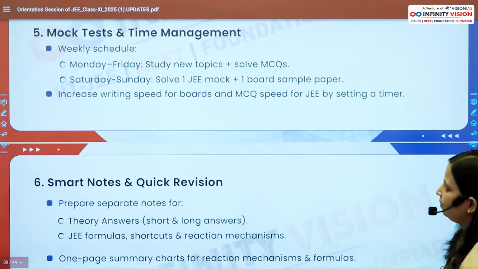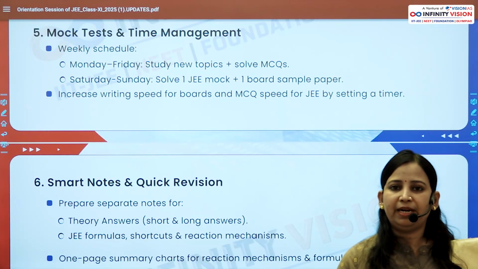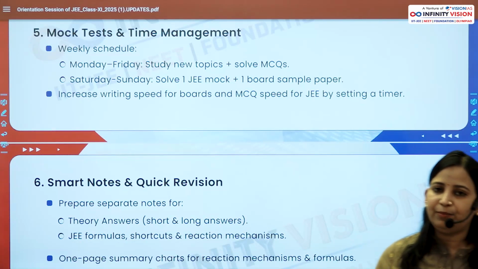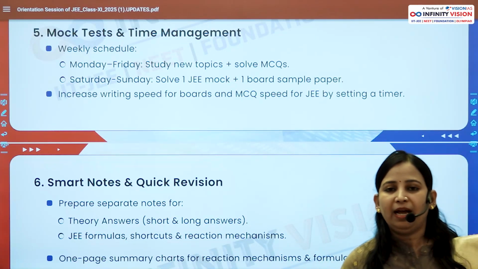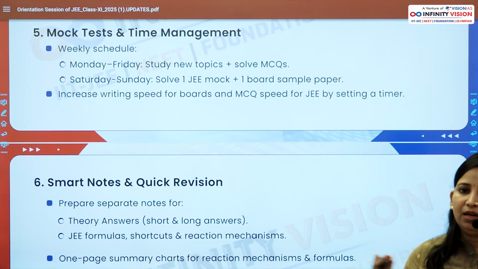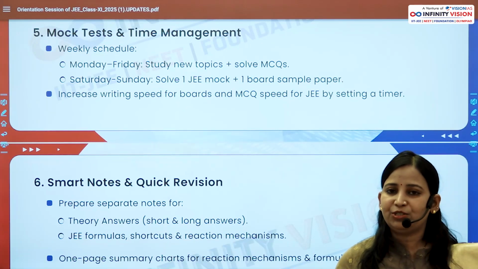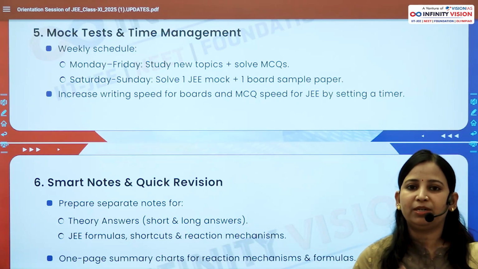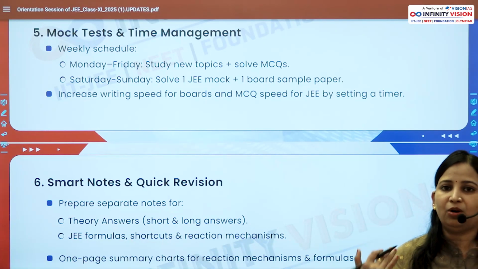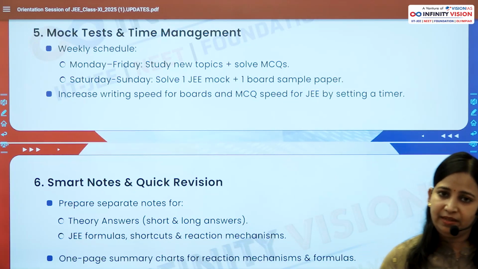Now, mock tests and time management. Yes, you have to prepare a schedule such that from Monday to Friday you are analyzing your concepts, revising your concepts, and practicing questions, and then at least on Saturday and Sunday, you have to give mock tests for both, PYQs or additional practice problems, or mock tests for your JEE Mains and CBSE exams.